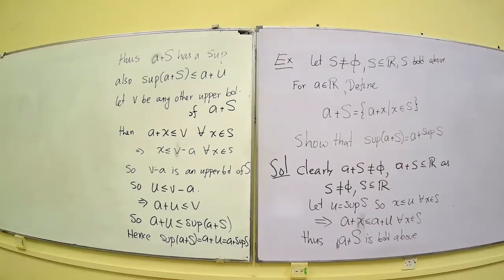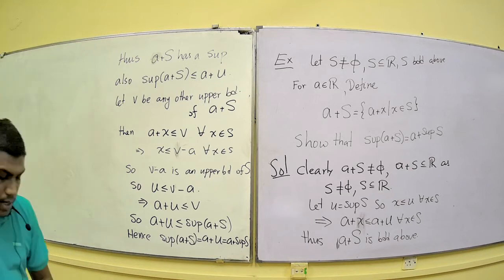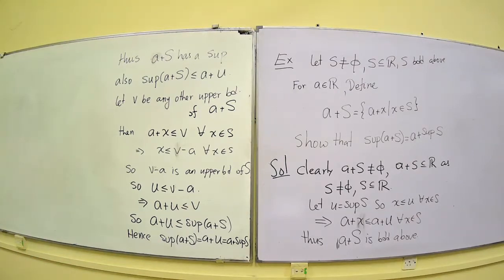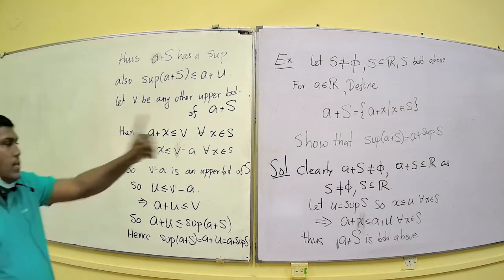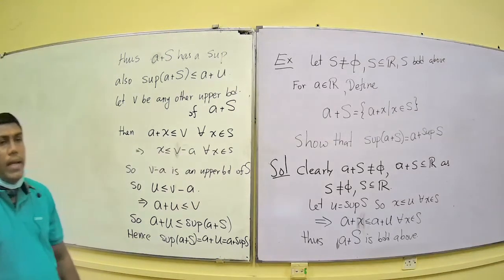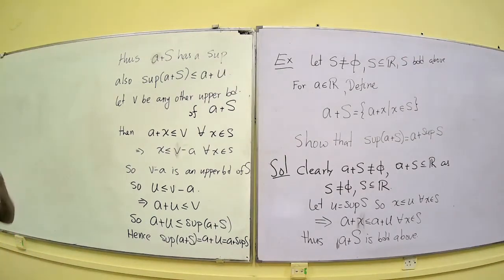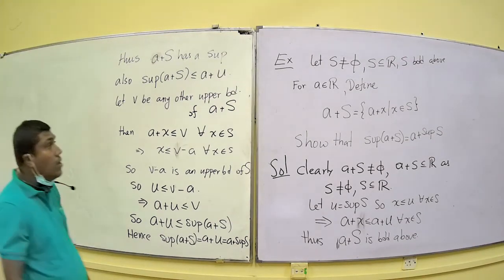So this is one of the properties of supremum, right? I am writing everything as an exercise, but you can consider these as properties of supremum. Once you have the supremum of a set, adding a real number to the set is the same as adding the real number to the supremum, right? So that's one of the properties.